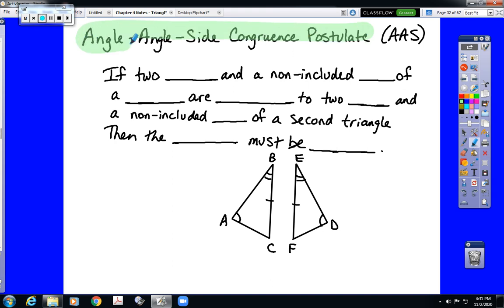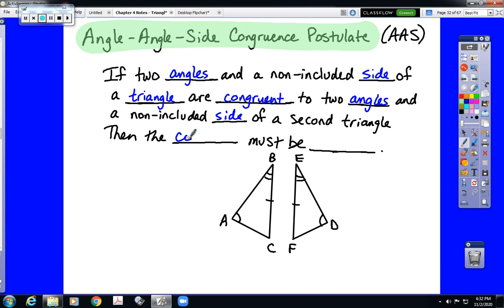are congruent. Which leads us into our final congruence postulate, the angle-angle-side congruence postulate, which says if two angles and a non-included side of a triangle are congruent to two angles and a non-included side of a second triangle, then the triangles must be congruent. So in other words, it doesn't matter if we know the included side or the non-included side. As long as we know two of the angles and one side length, that is enough to declare triangle congruence.